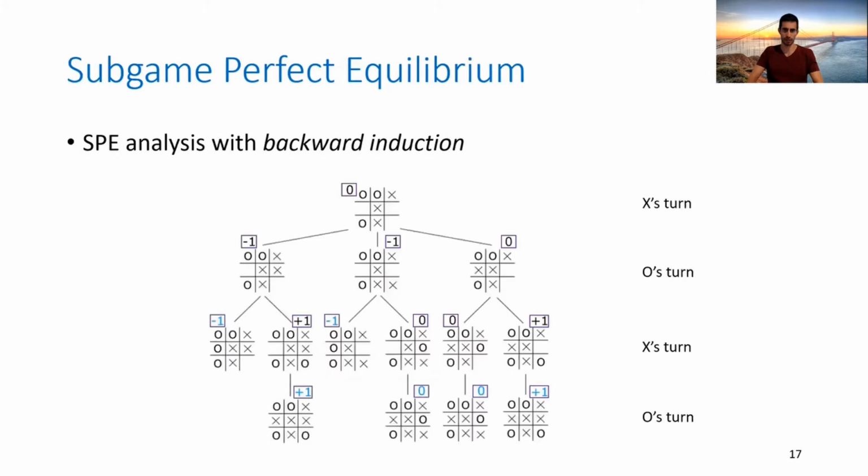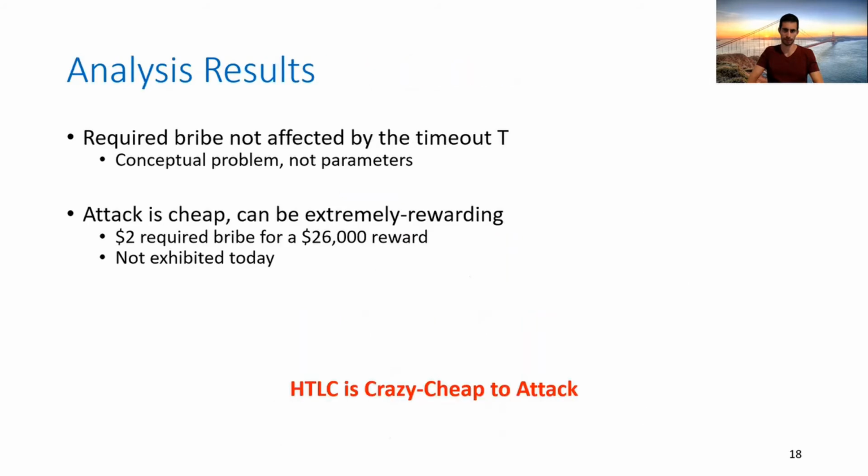As an example for SPE analysis, consider a game of tic-tac-toe. To decide the best action in each turn, the player simulates all possible game extensions, considers the possible outcomes, and chooses the action that leads to the desired result. Subgame perfect equilibrium is when each player is satisfied with their action in each step. This analysis technique is called backward induction. The game results are recursively propagated back to the decision point.